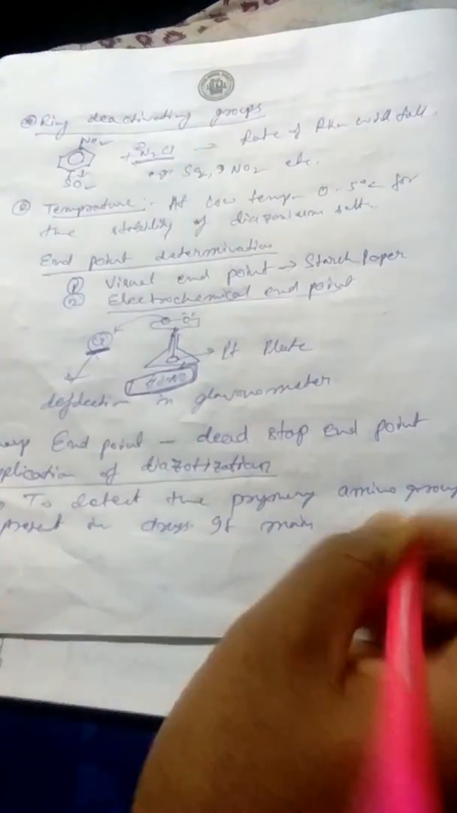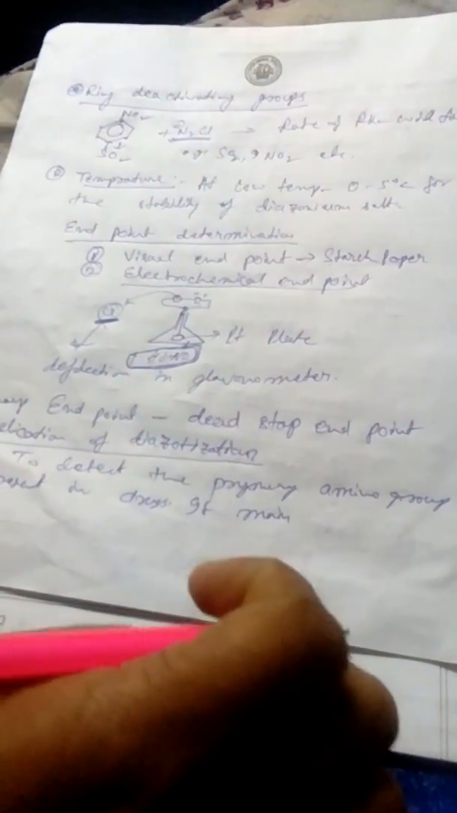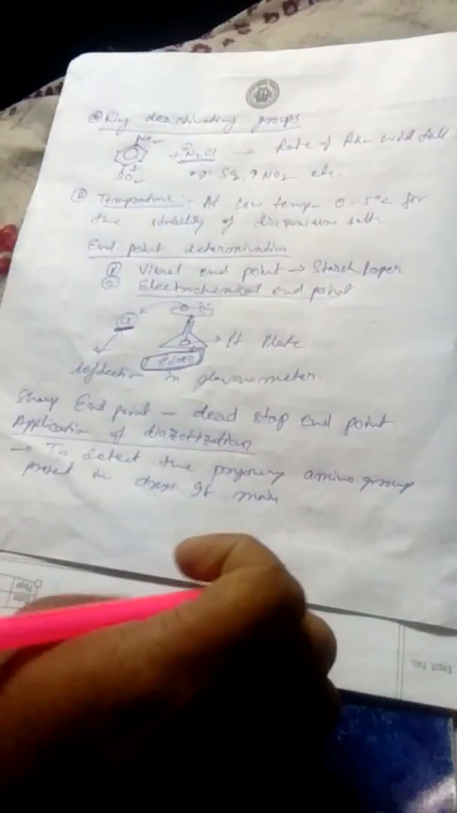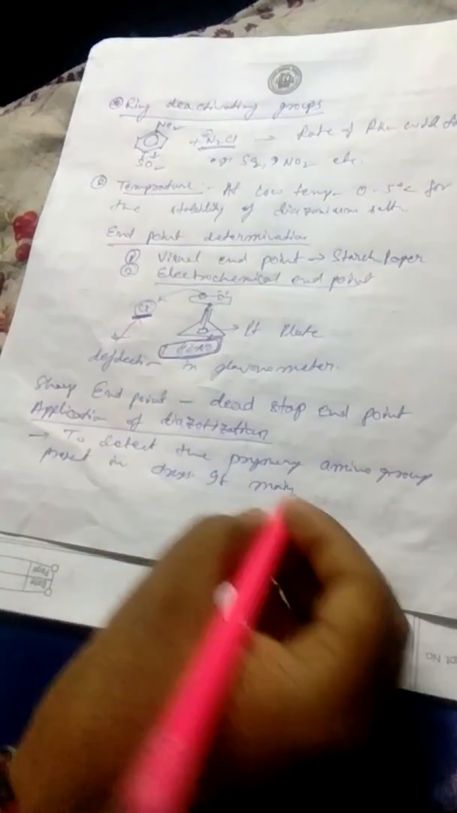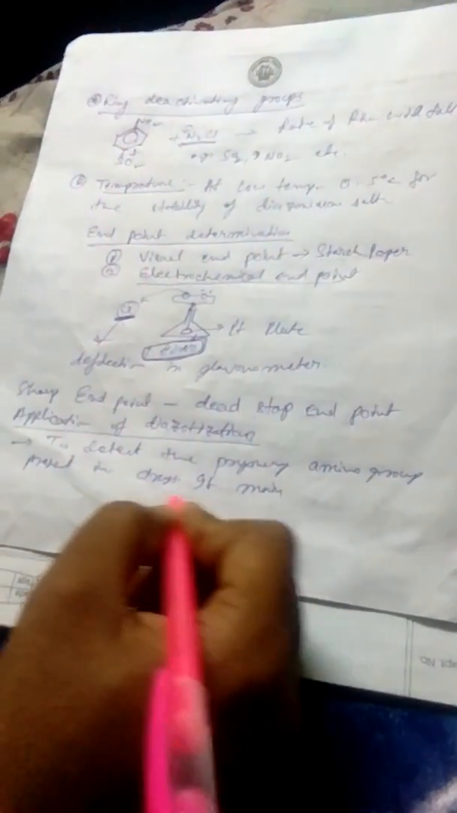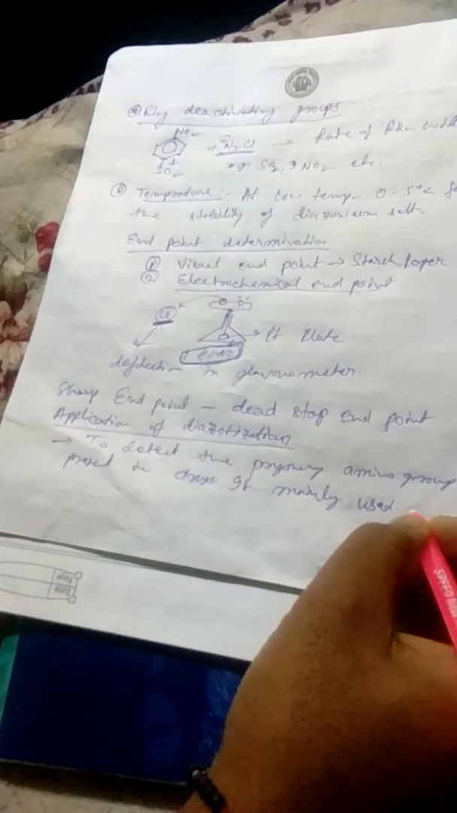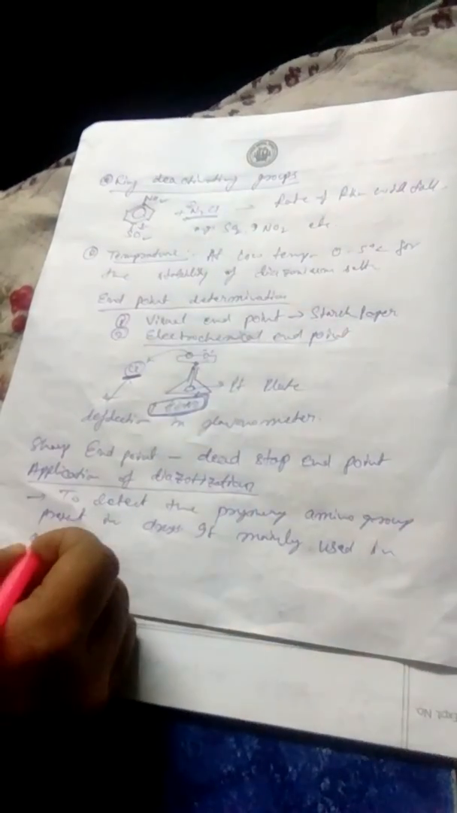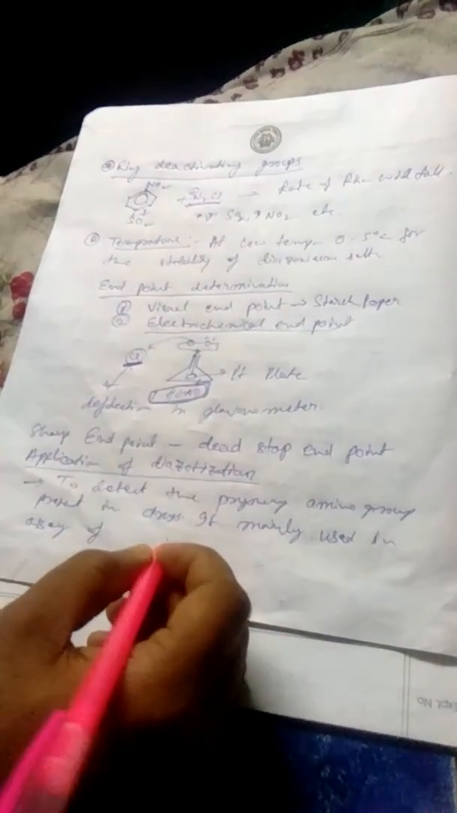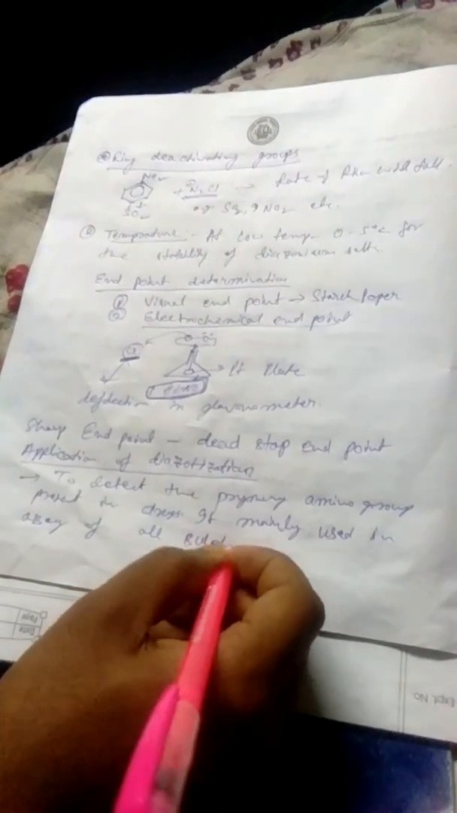The main utility of this titration is to detect sulfur containing drugs, all the sulfonamides, benzocaine, etc., which contain sulfur, are mainly detected by this method to detect the primary amino groups present in drugs, and it is mainly used in the assay of all sulfur drugs.